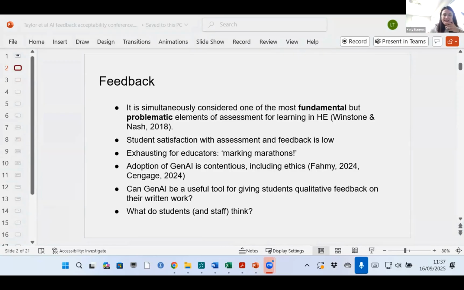We are looking at using it in year one of our first classes, where they get iterative feedback using AI, but they also get a member of staff as well.